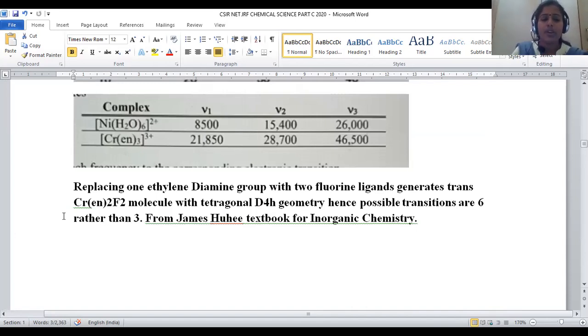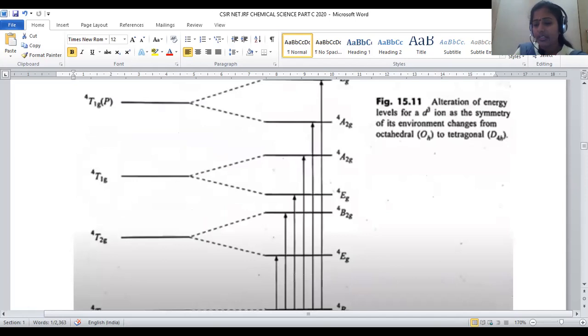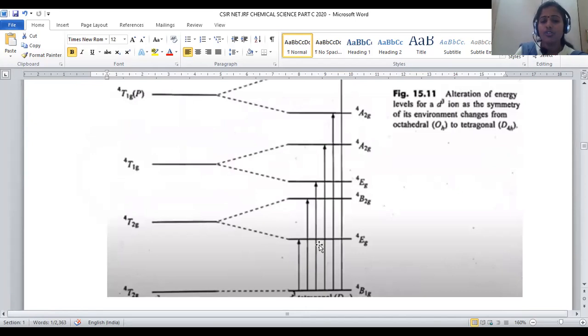Let us move on to compound number 2. Whenever chromium(en)2 F2 is taken, it turns into tetragonal geometry. Initially octahedral is there, but because of electron-electron repulsions, a distortion in the geometry is possible. D4h geometry is applicable for this molecule. This is the structural representation of the molecule, and the possible peaks are represented within this structure, where you can find 1, 2, 3, 4, 5, 6 spectral lines for this molecule.